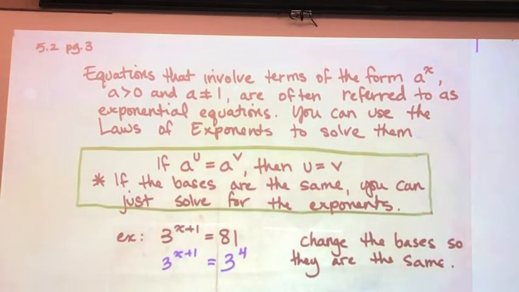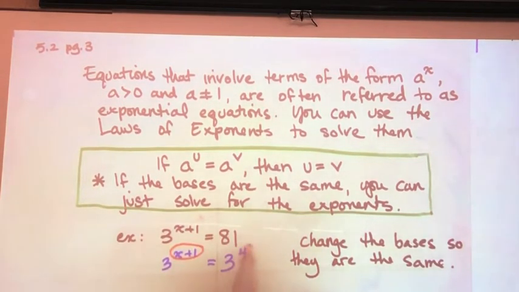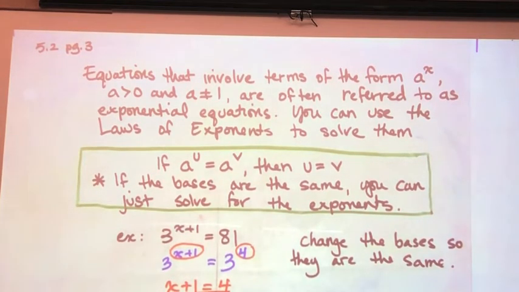Now that the bases are the same, I can just solve for this part, right? So now I can say x plus 1 is equal to 4, so x is equal to 3. Let's check that. If I do 3 plus 1, I get 4, right? 3 to the 4th power is equal to 81, so that is correct. So let's look at some more examples.